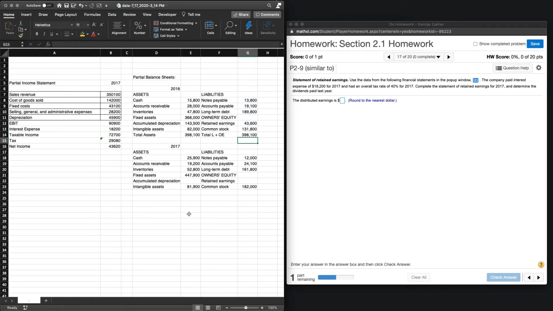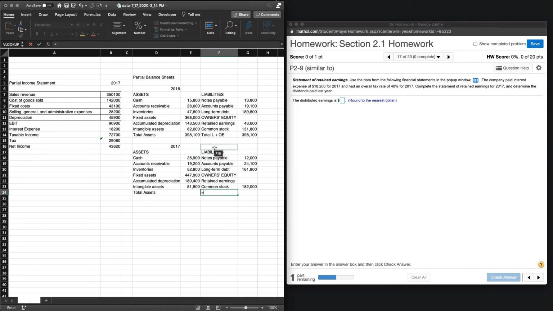One thing you'll notice in 2017 is they did not give us the value for accumulated depreciation, so we're going to have to figure that out. We know the 2016 accumulated depreciation, so we just need to add the depreciation of this year, 2017, and that will give us our accumulated depreciation for 2017. So that's done. And we're going to go ahead and complete the balance sheet like we did for 2016.